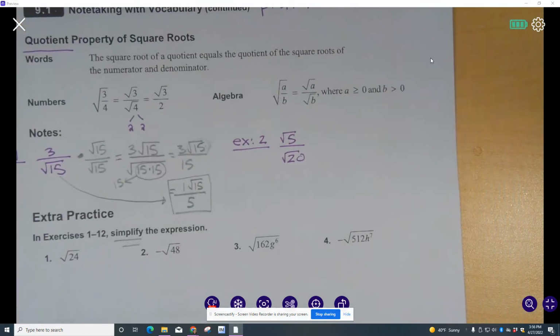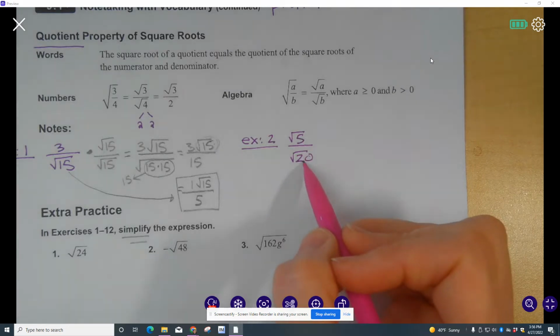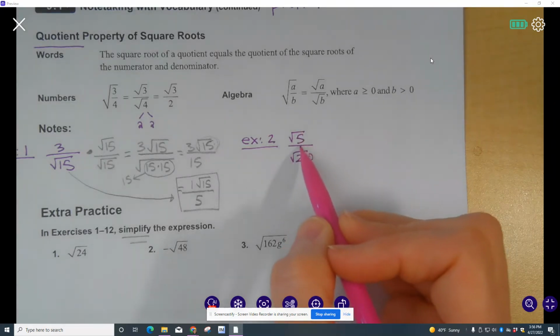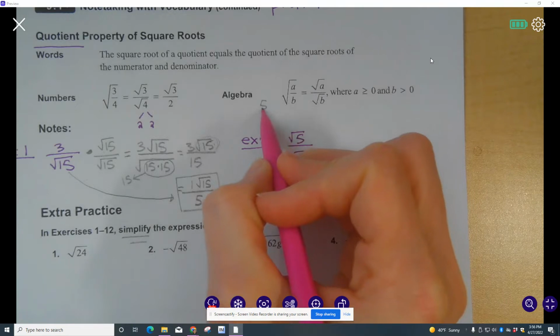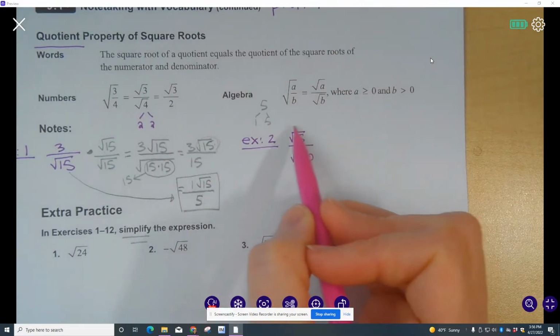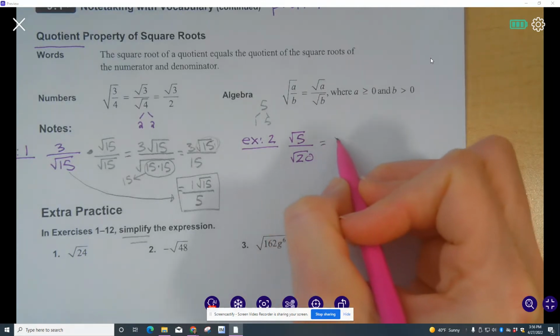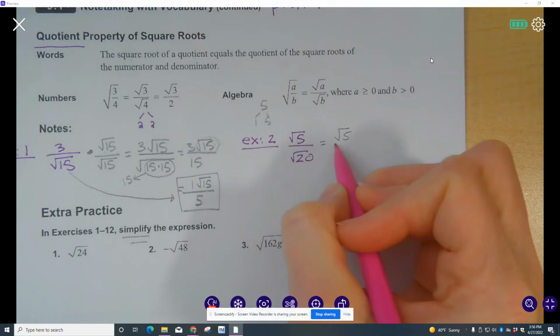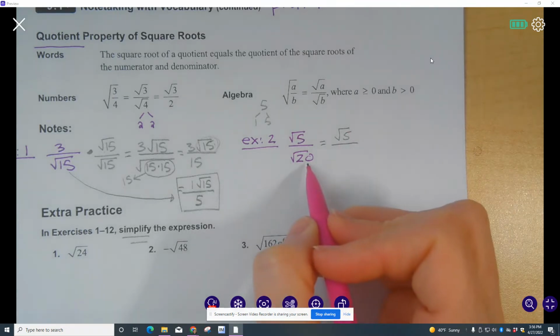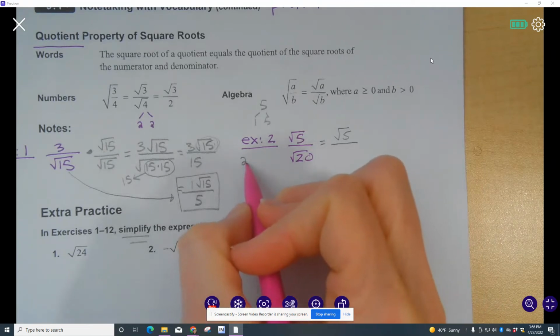Okay, let's try another one. Step 1 is always do a jailbreak wherever you can. Now, if I think of 5, it only has 2 factors, 1 and 5, and I have no doubles. So this cannot be simplified, okay? So I'm still going to have the square root of 5 in the numerator. Now 20, that can be simplified. I'm going to do it over here so I don't run out of space.